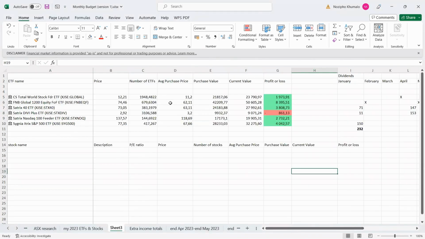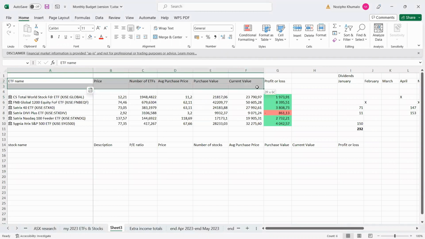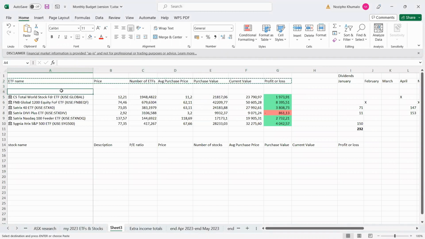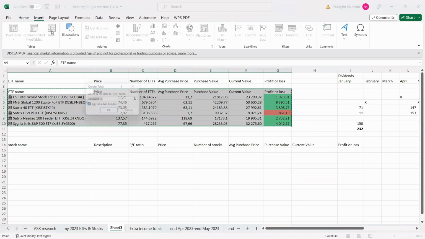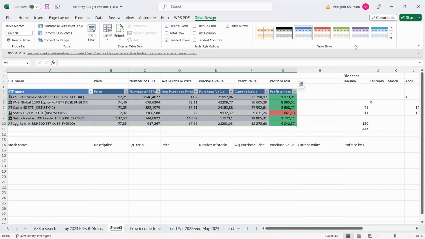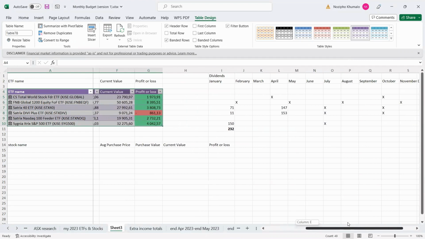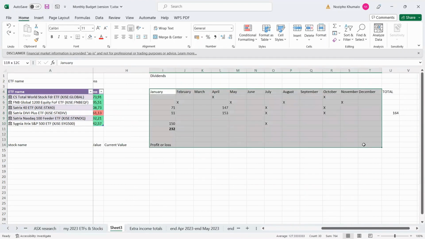Let me make this neat, right? Because a table has to have structure. So what I'll do, I'll just draw a table around. So let me just copy these and paste them right here. And then I'm going to draw a table around that for neatness. And then say insert table. My TFSA account is purple, right? So I'll choose purple color. So let me do the same for the dividends, right?